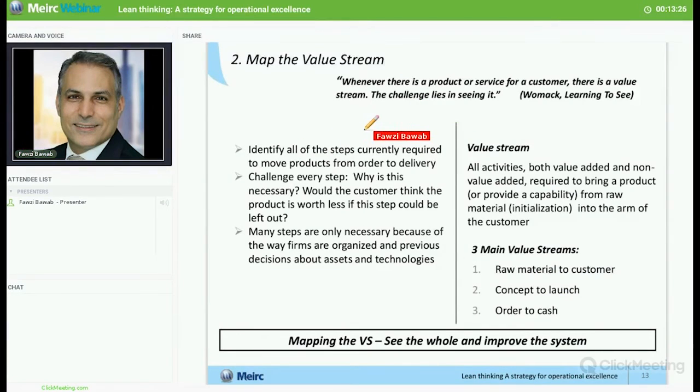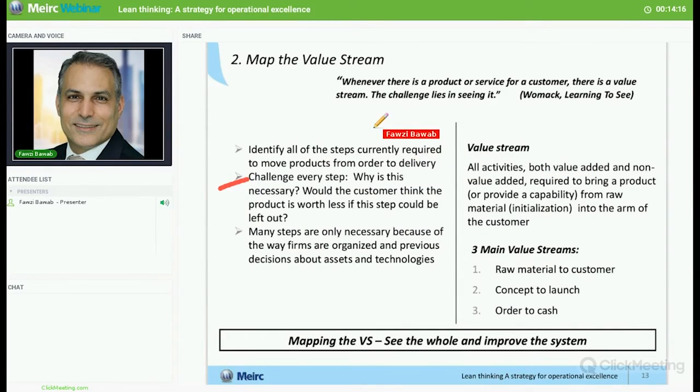The second one is to identify the steps that are required to move an operation from one area to another. And of course, the challenging becomes very important. Why are we doing it? Would the customer think the product is worthless if the step could be removed or taken out? So we're engaging in a discussion where every step is being challenged. Every activity is being asked, why do you exist? What is the value that you have to contribute to the concept? So you can look at different value streams, order to cash, concept to launch, and we have to pick and map the value stream as it comes through.